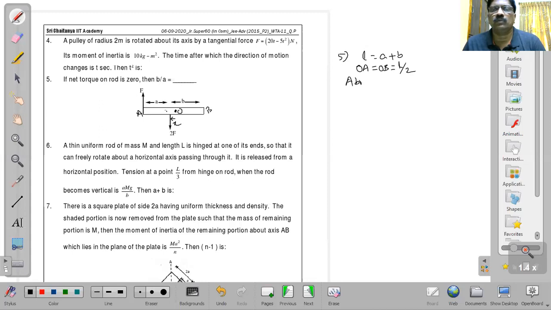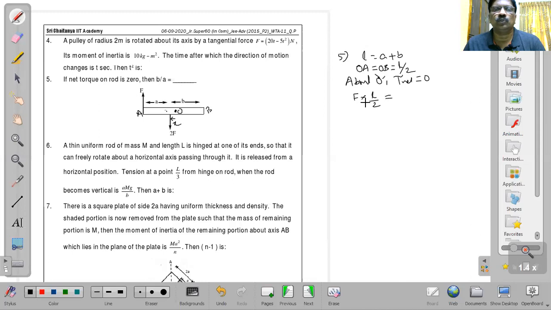So about O, net torque tau net is equal to 0. That means clockwise torque is equal to anti-clockwise torque. About O, clockwise torque is due to F only. That's why F into the perpendicular distance of this force from the midpoint O, which is L by 2 only. So that is L by 2.